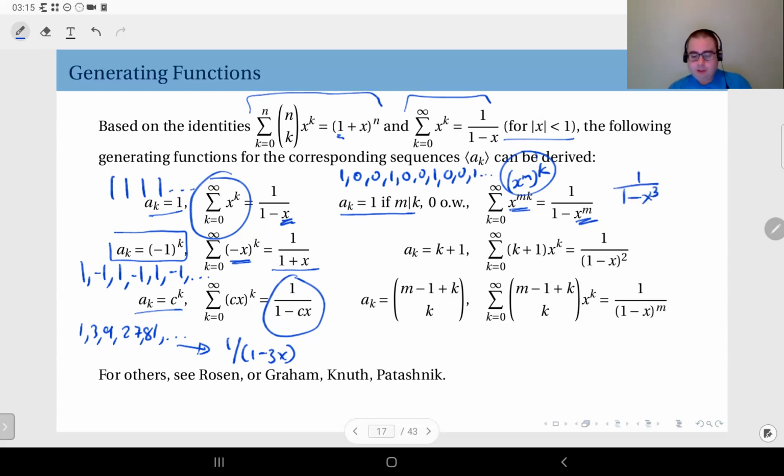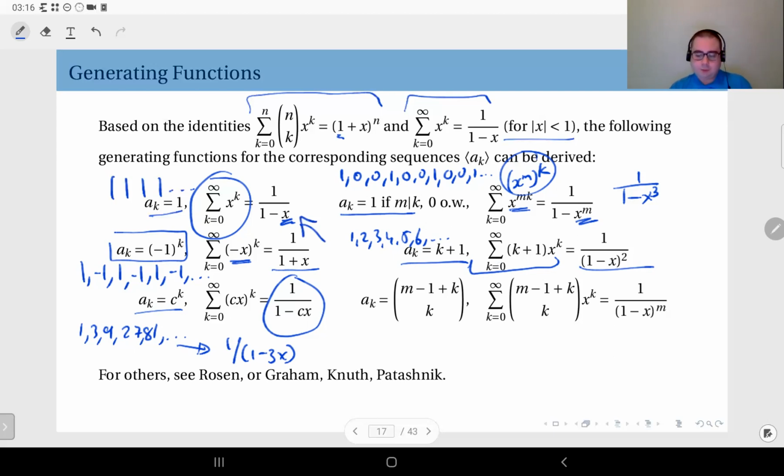Okay. Another one is a_k equals k plus 1. So this sequence is simply 1 2 3 4 5 6 and so on up to infinity, and the generating function of this sequence can be obtained to be equal to 1 over 1 minus x to the power 2. This can be obtained via the derivative of this expression, which is not that difficult.